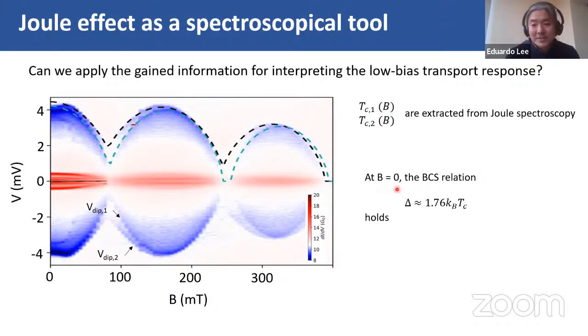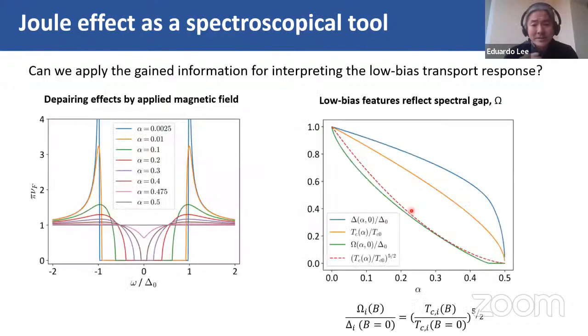Here I note that at zero magnetic field, we can use this BCS type relation. So the critical temperature of the superconductor is proportional to the superconducting gap. But this is only valid at zero magnetic field. So here, these are also some calculations from Gorm showing the effect of an applied magnetic field. And as you can see, the density of states of the superconductor changes considerably with the pairing effects by the magnetic field. So it deforms significantly when compared to what one would expect from a BCS density of states.